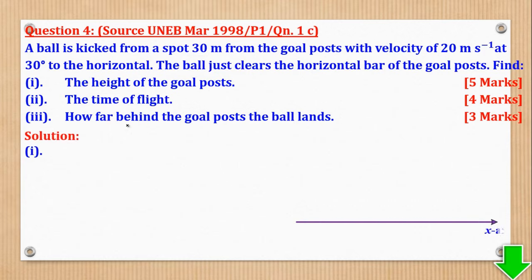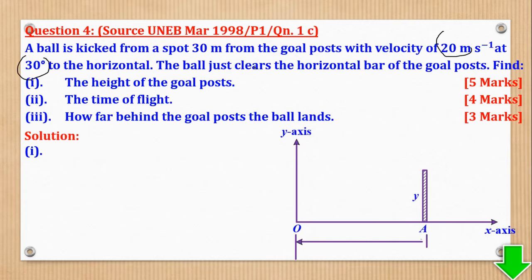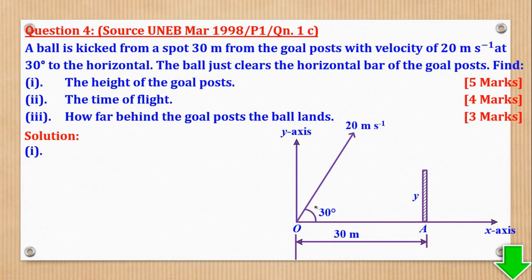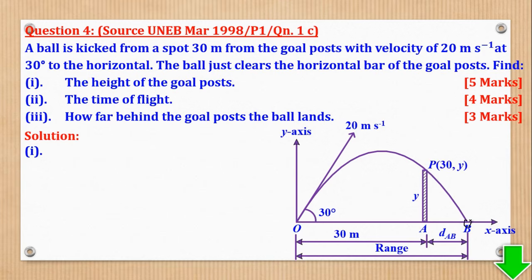So we shall need to make a sketch. So we have this velocity, and we have this angle, and we have the goalposts whose height we don't know, so let it be y. But we know that it is 30 meters from the point of projection, which is this. So I put our velocity there, 20 meters per second, and the angle is 30 degrees. Then we can project our ball. So this is what they mean by just clearing. So when it reaches here, it just clears and then goes until it lands at point B.